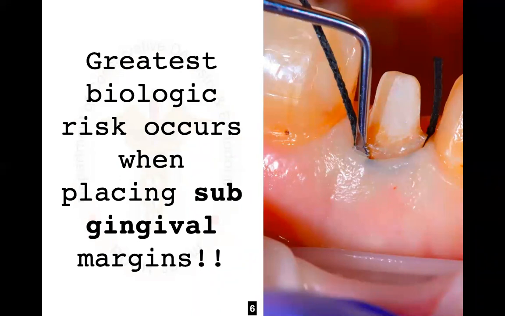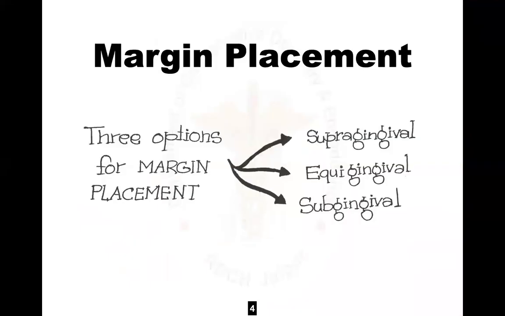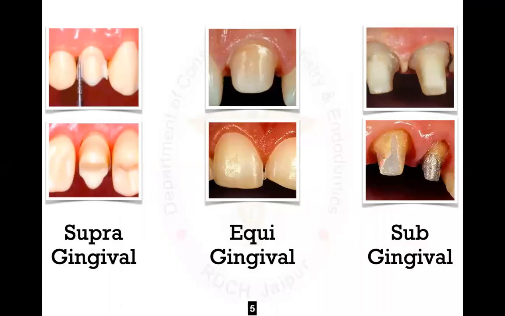Coming back to the topic which I am supposed to teach you today, in cases of supragingival, when you're done with cementation and have cemented the crown, the excess cement around the tooth structure will also be easy to remove, as compared to any other kind of margin. Also, from a periodontal point of view, both supragingival as well as equigingival margins are well tolerated.